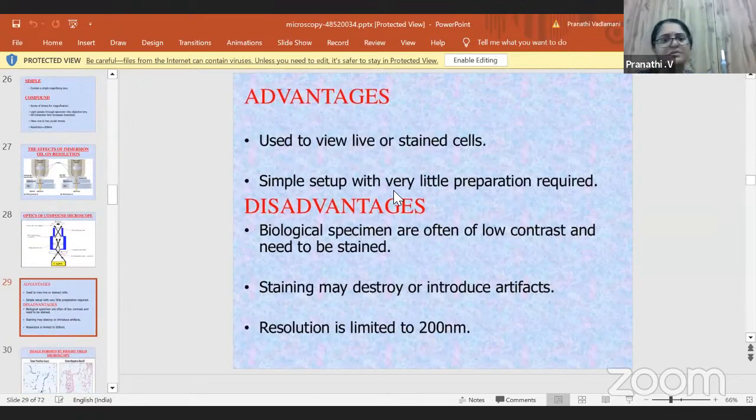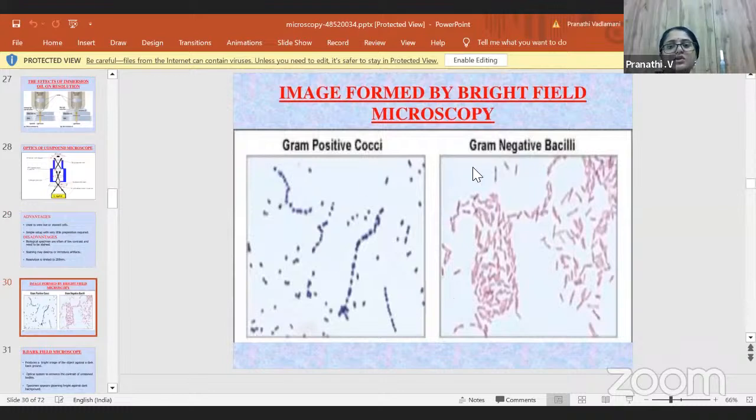What is the advantage of a simple and a compound microscope, or the bright field microscope? It is used to see live or stained cells. It's a very simple setup, and all the labs have this. But the disadvantage is that you don't get a very fine image. And if you stain, it can actually destroy some of the cells that are present. And resolution is only up to 200 nanometers. So with bright field microscopy, you can just see the gram positive, gram negative bacilli. We have already done this earlier in our undergrad.